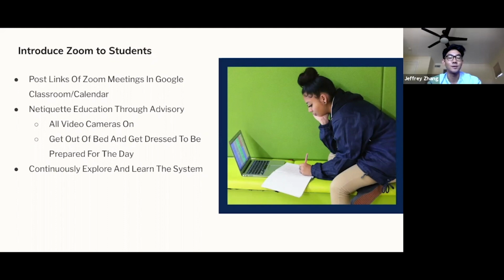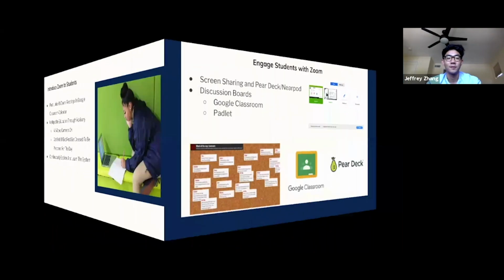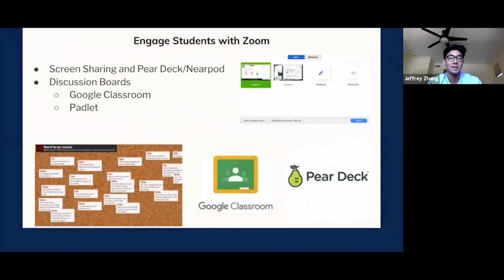And then we also wanted them to prepare like it was a regular school day. So get out of bed, get dressed, eat breakfast. And so they would come into the virtual classroom with the mindset that they were ready to learn. And then we are also continuously exploring and learning about Zoom, as well as the virtual learning environment together.